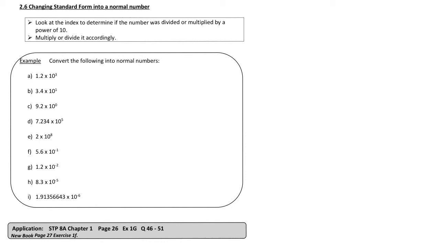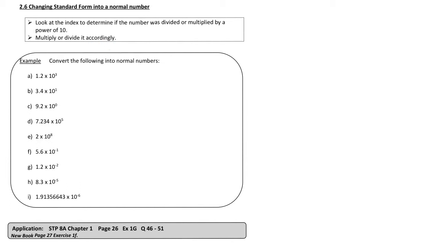2.6, changing standard form into a normal number. What we need to do here is look at the index to determine if the number was divided or multiplied by a power of 10. So if it's been multiplied by a power of 10, it's going to have a positive power, like 10 to the power of 3, 10 to the power of 5. But if it's divided, it's going to be a negative power, like 10 to the power of minus 1, or 10 to the power of minus 6.